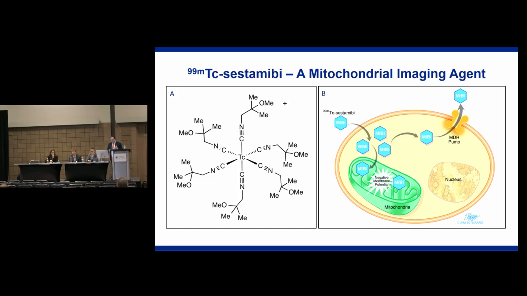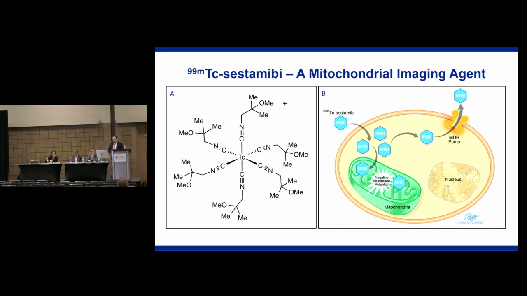So this is what Sestamibi looks like. It's a lipophilic cation. It finds its way into cells by passive diffusion, and then once within the cells, it goes into the mitochondria, where it becomes charge trapped due to the difference in membrane potential within the mitochondria. So any cell that has a large number of mitochondria should take up Sestamibi.